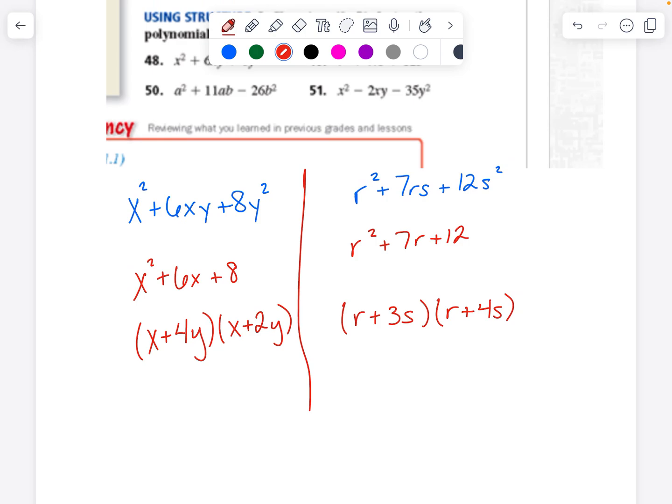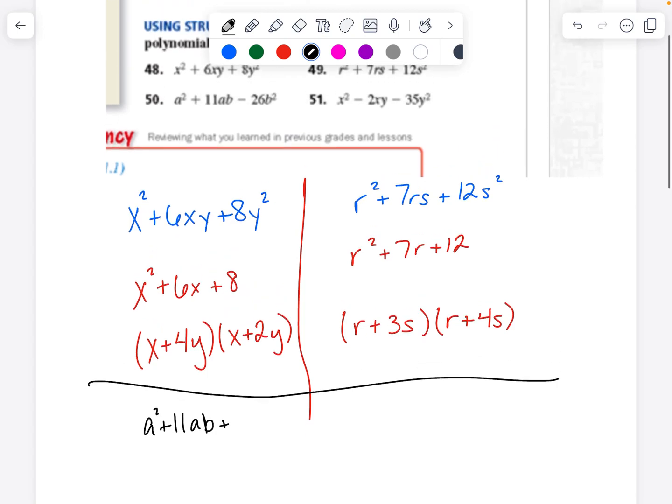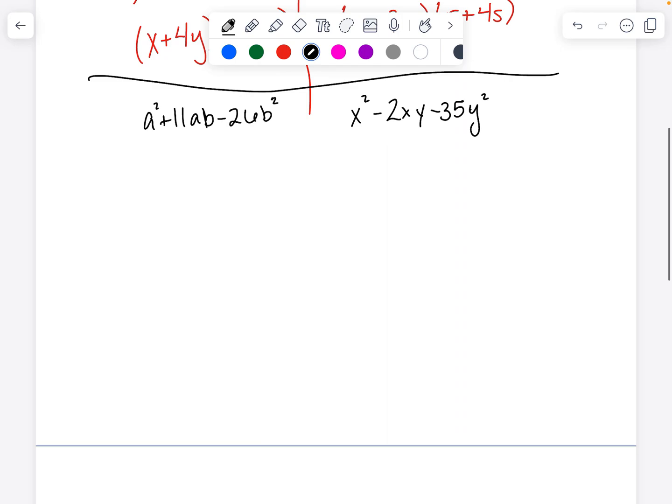Why don't you try 50 and 51? Pause the video, try those two, and then unpause and check your work. All right, so hopefully you've tried those two now, and we're just checking our work at this point. Let's see what we get.